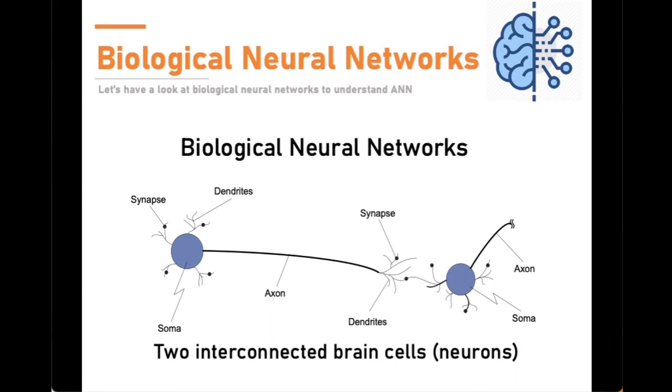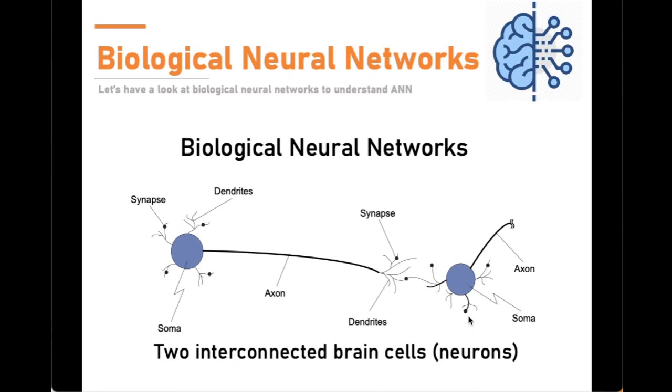Each network contains several thousand highly interconnected neurons, and so the brain can be viewed as a collection of neural networks, a bunch of neural networks together. The brain has anywhere between 50 billion to 150 billion neurons. Here in this slide, we can see an example of two interconnected neurons, the brain cells.